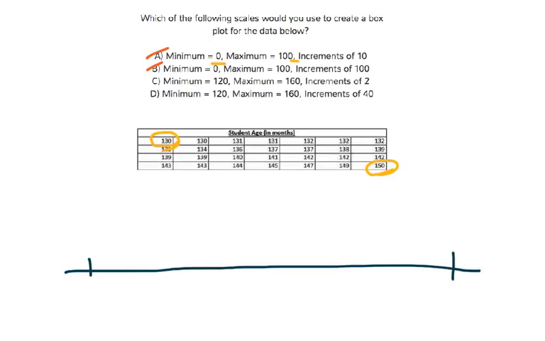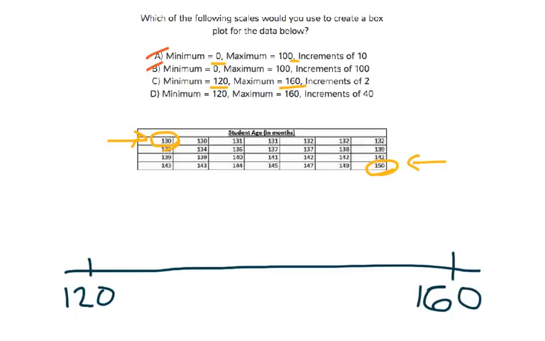C and D, it looks like they have a minimum of 120 and a maximum of 160. 120 is just right below 130, and 160 is right above 150, so we've just got some room on either side. That is perfect. So we're going to go from 120 to 160.